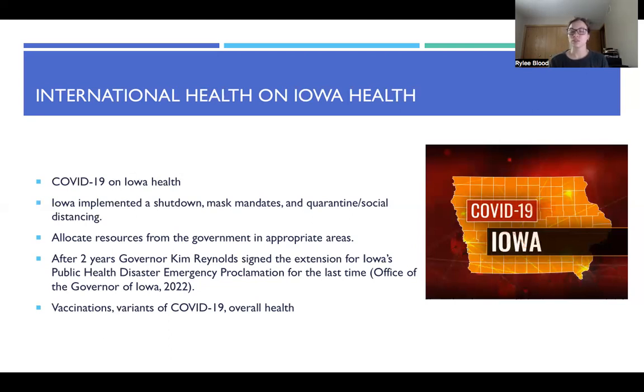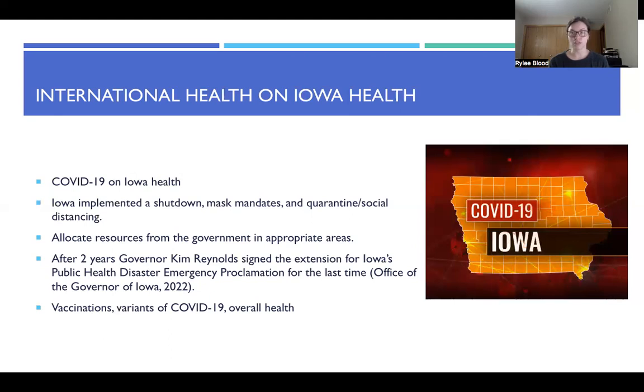Although, if we fast forward 2 years, at that point, the United States did not have any specific shutdown or mask mandates. So after 2 years, Governor Kim Reynolds signed the last extension for Iowa's public health disaster emergency proclamation, like I said, for the last time. She stated, "We cannot continue to treat COVID-19 as a public health emergency indefinitely. After 2 years, it's no longer feasible or necessary. The flu and other infectious diseases are part of our everyday lives, and coronavirus can be managed similarly."